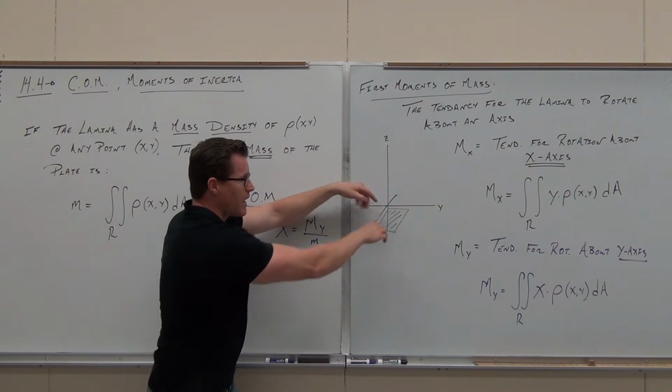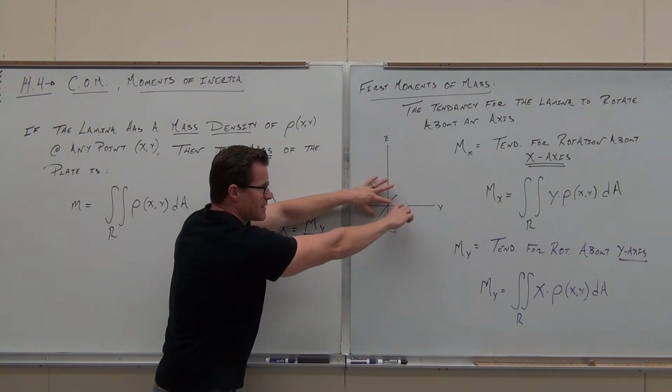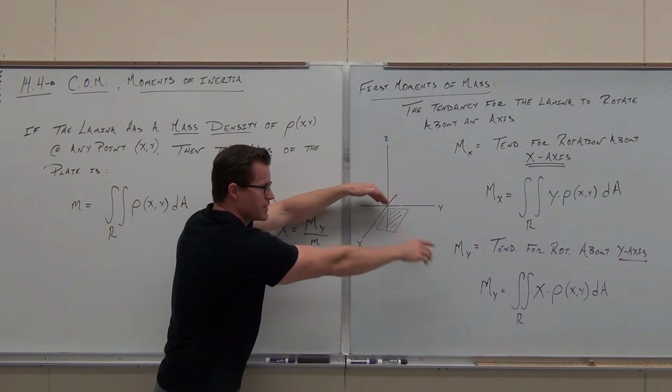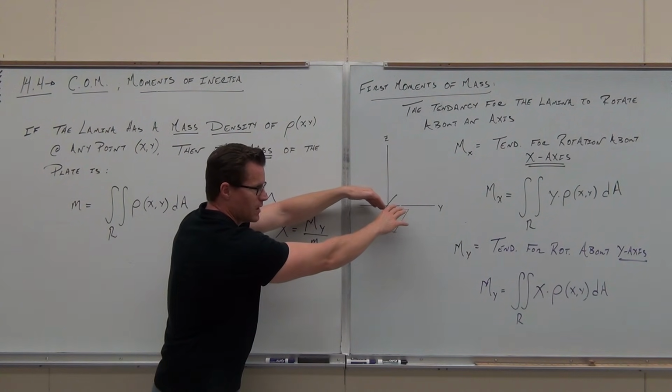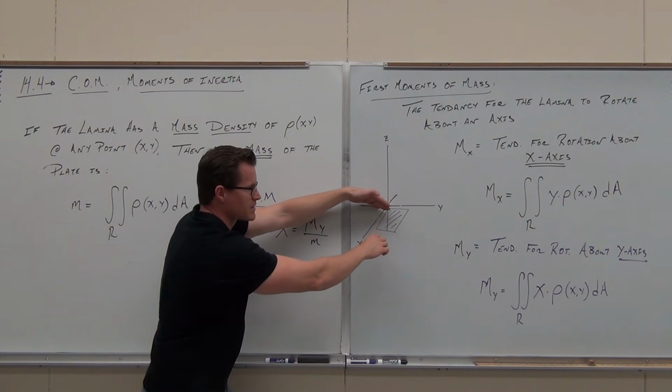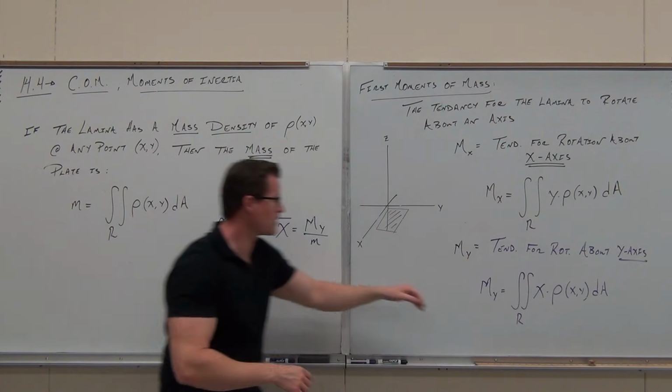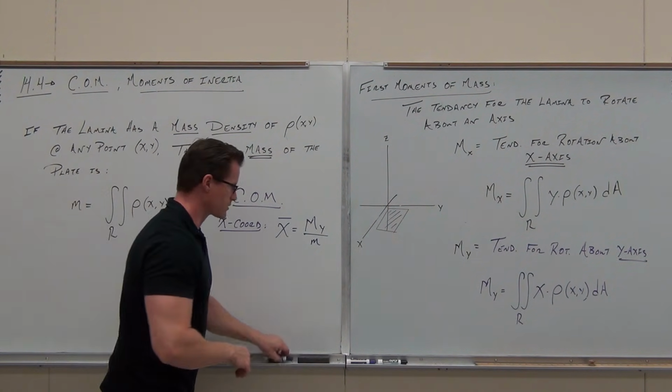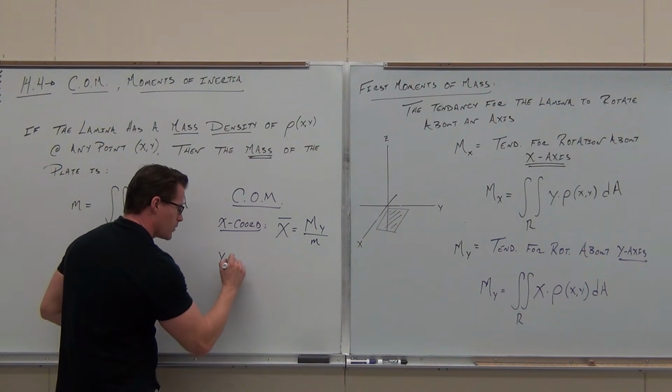So if I'm rotating about the y, it's all measured along the x. I say, hey, let's take that and let's average it. Let's take all of this mass density function. Let's find the tendency to rotate about the y. Divide by the whole mass. It's giving us an x value. You can see x right there. Divide it by the mass, and we get this. If we do the y-coordinate, I'm running out of time.